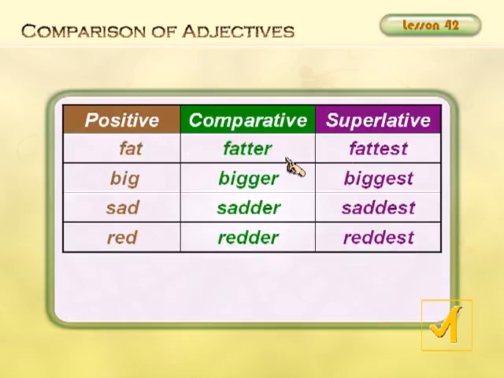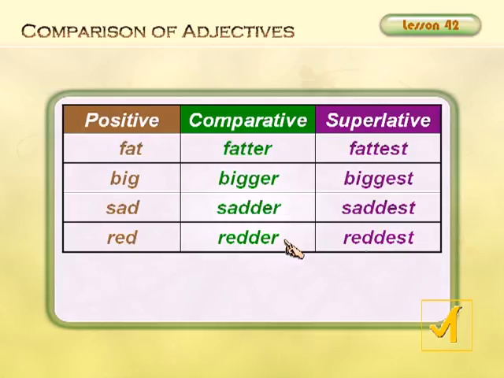Positive, comparative, and superlative. See these words: fat, fatter, fattest. So with the positive word fat, you add ER, it becomes comparative, EST becomes superlative. So big, bigger, biggest. When you add ER with the word big, it becomes the comparative degree, and when you add EST, it becomes a superlative degree. The word sad, when you add DER, it becomes the comparative degree, EST superlative degree.